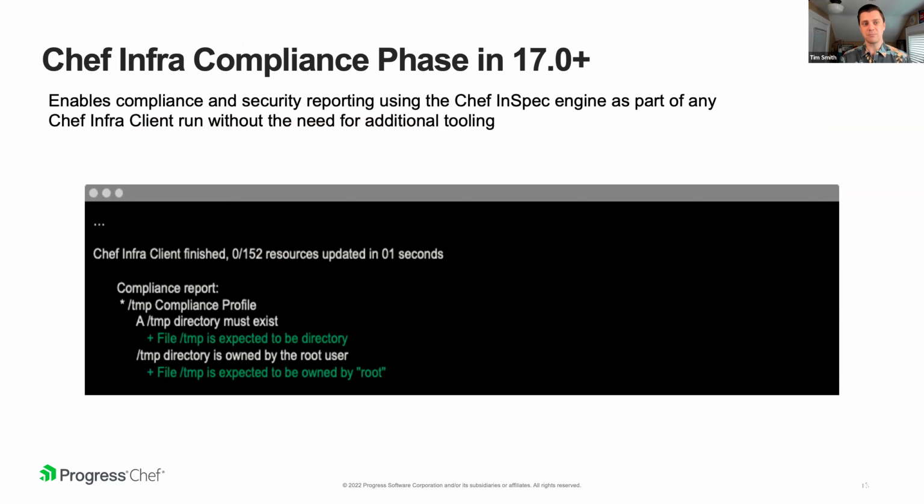So this all started with the compliance phase in the 17.0 release of Chef. This shipped in April. Feels like it just happened, but it turns out it was last year. And this is kind of the basic output you're going to get from that. Really simple. At the end of the run, you flip in the compliance phase, you start seeing a profile executing here. This is a really simple example profile.